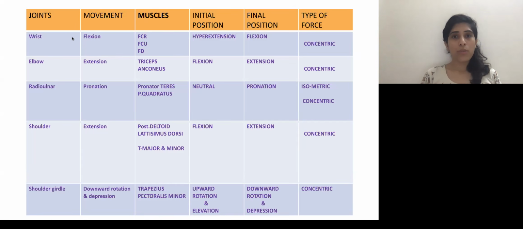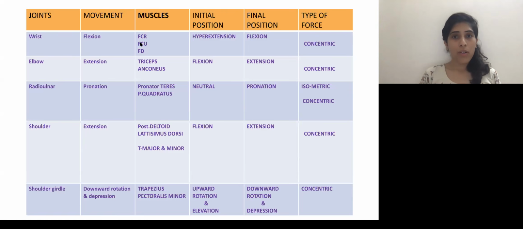Okay, so we'll start from the upper extremity, that is from the wrist joint. As we all know, during the last phase of the throwing motion, the last movement will be flexion. The muscles which have to work are the flexor carpi radialis, flexor carpi ulnaris, flexor digitorum, that is the flexor muscles of the wrist joint. Initially there will be hyperextension of the wrist, then in the final stage there will be flexion, and of course concentric work of all these muscles is required.